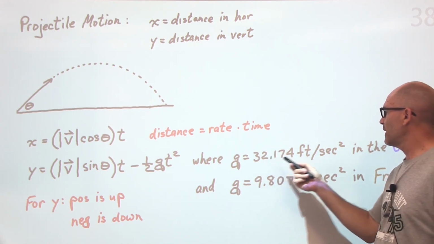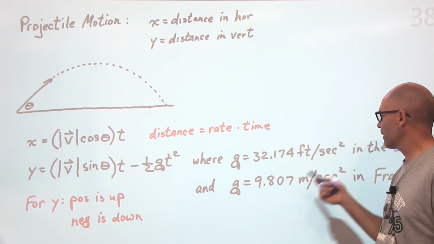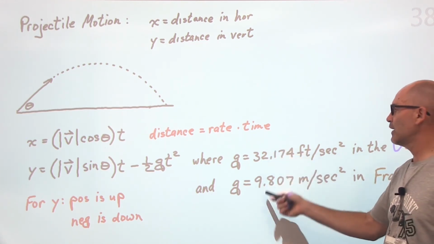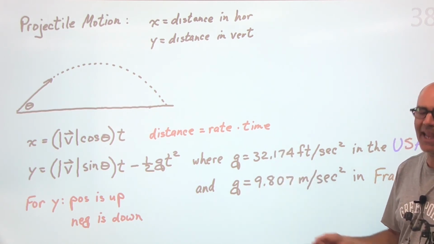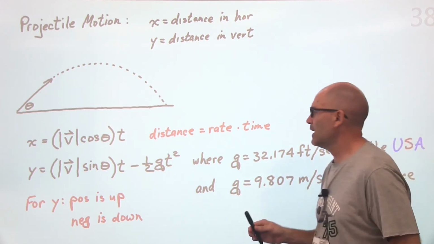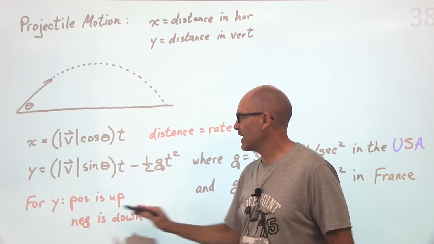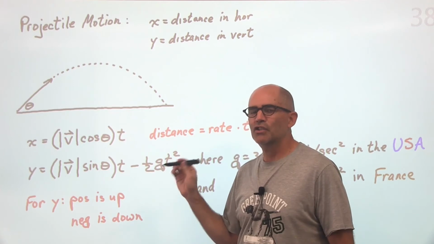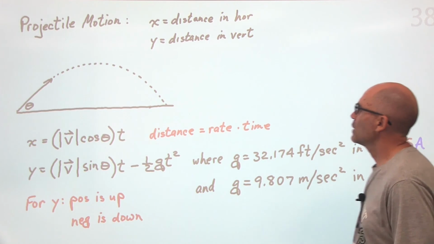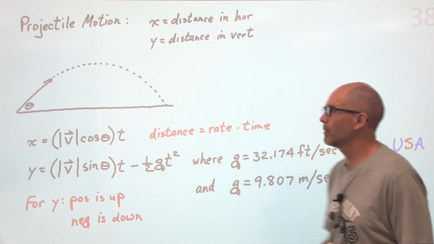Okay, so gravity, 32.174 feet per second squared, or 9.81 meters per second squared. In your physics class, that's what you're going to learn, but you need to know both for here and for college. Okay, so one other thing we need to remember is the y direction, positive is up and negative is down. The x direction, generally right is positive and left is negative. So that's why you see minus 1/2 gt squared, because gravity is pulling downward.